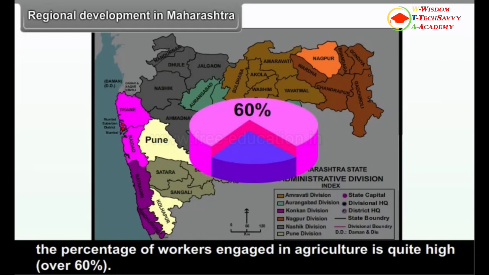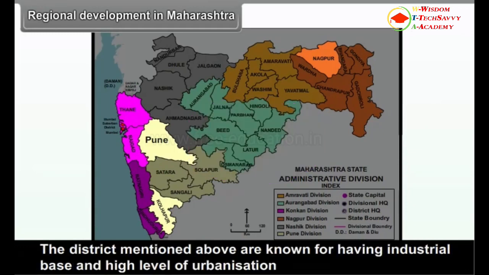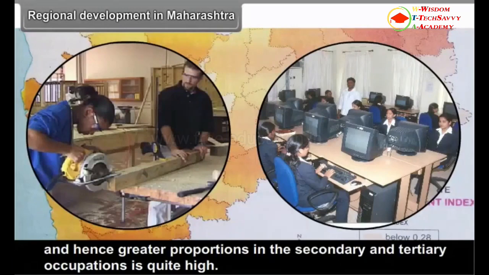Except for the districts like Mumbai City and Suburban, Thane, Pune, Nagpur, Raigad and Kolhapur, the percentage of workers engaged in agriculture is quite high, over 60%. The districts mentioned above are known for having industrial base and high level of urbanization, and hence greater proportions in the secondary and tertiary occupations.